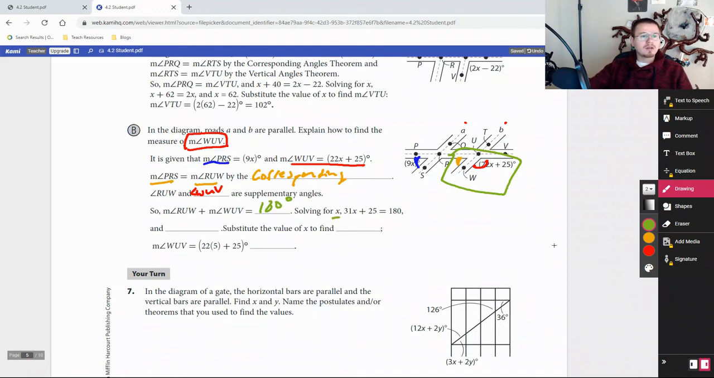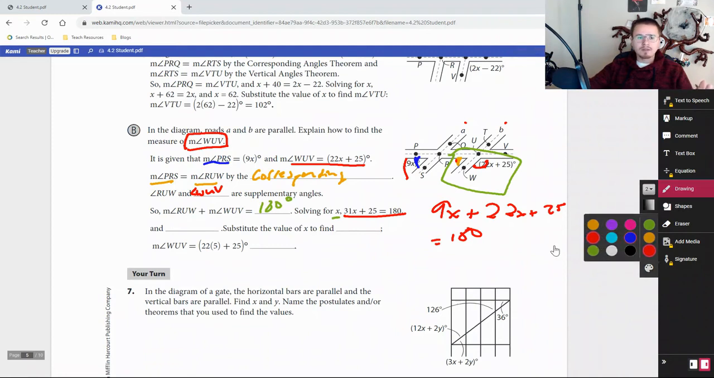RUW is the same as this one, right? PRS. So that means it's not, they kind of skipped a step. It's 9x plus 22x plus 25, right? That's this angle plus this angle, and that's equal to 180, which is how they got this, just in case you got lost. Where they go from there then is they solve it, and you'll get x equals 5.